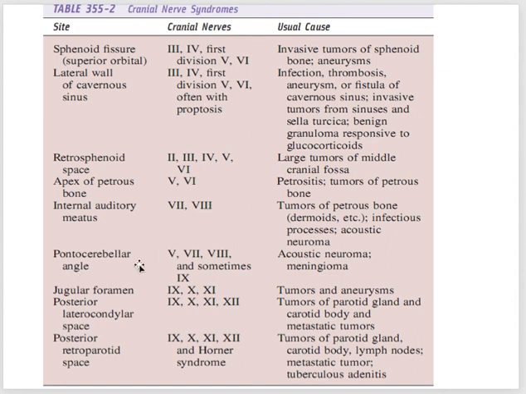Then there are tumors at the cerebellopontine angle, in which cranial nerves 5, 7 and 8 can be affected. Then there are jugular foramen tumors or pathologies, in which nerves 9, 10 and 11 are damaged. Then there are posterior laterocondylar space issues and posterior retroparotid space issues. When you see the anatomy, you will know what I'm talking about, right?